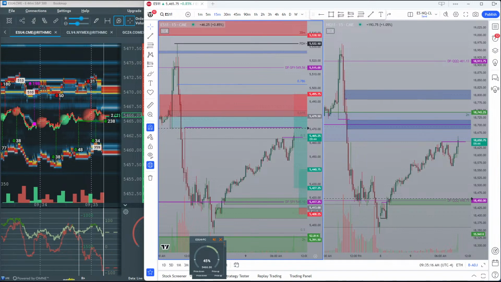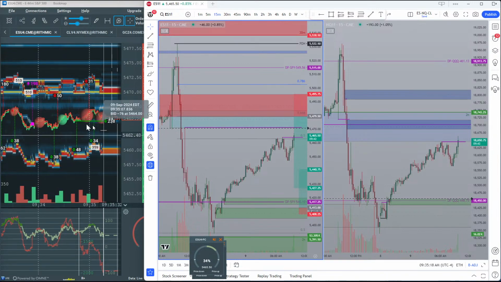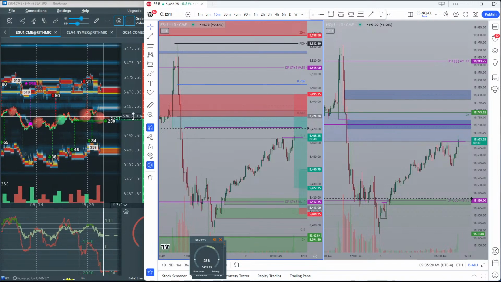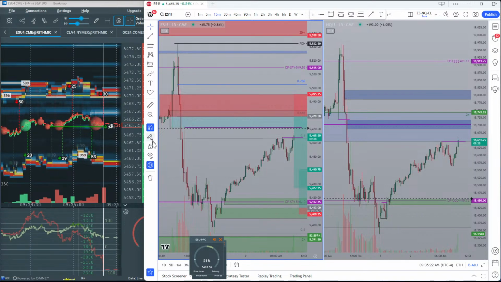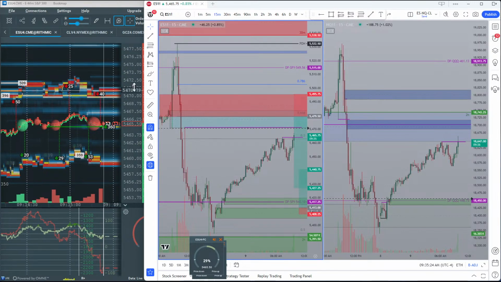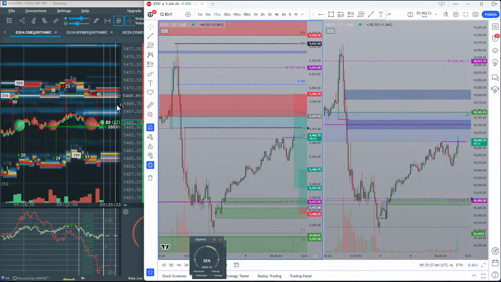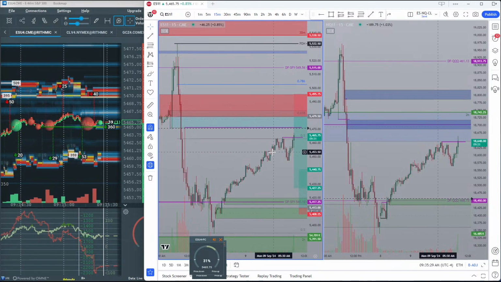I don't know. This selling pressure looks strong, though. Look at that. Strong seller. This is an active buyer. 238 buy wall. 360. Oh, man. That buyer's not giving up that level just yet.